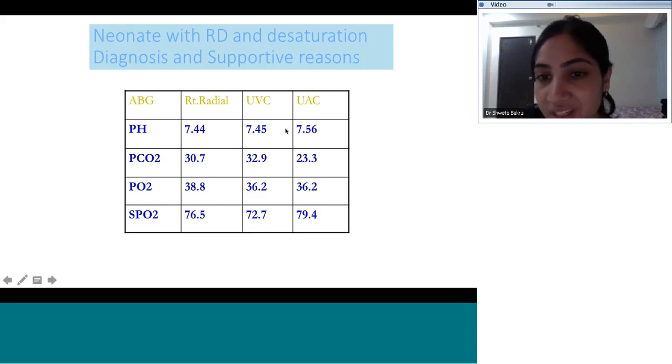So likely it is draining into the ductus venosus and the sample has been taken distal to the ductus venosus, and that's why there is equalization of all the three samples. So it is the infracardiac type of TAPVR.